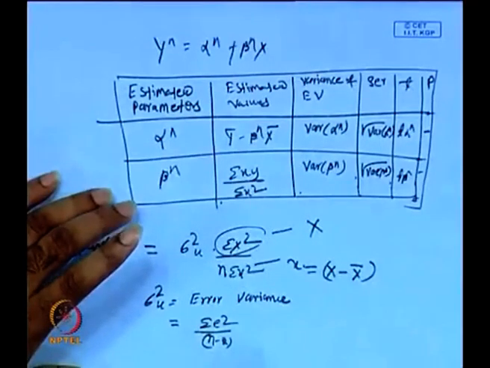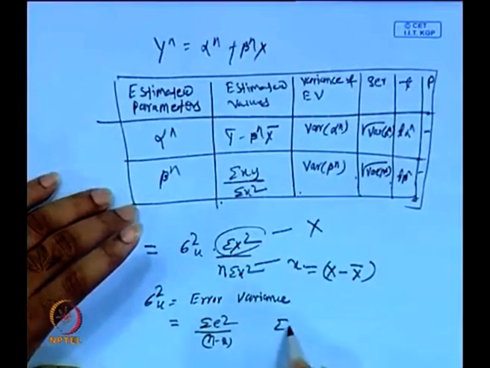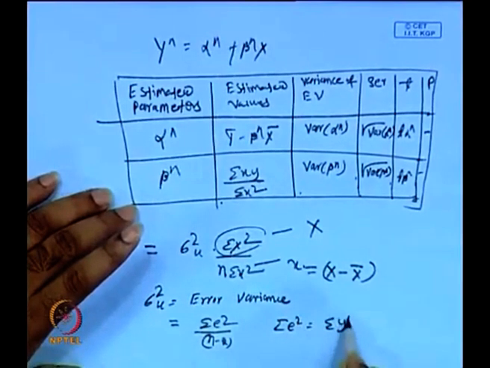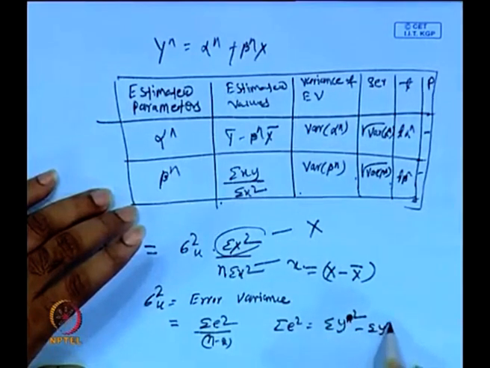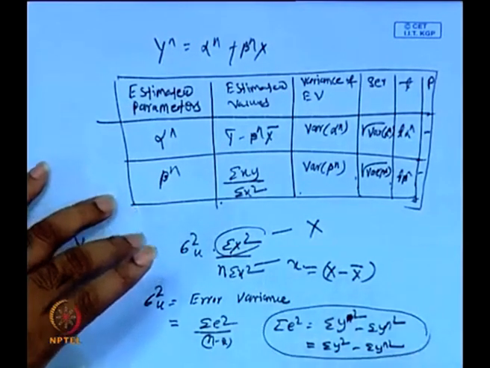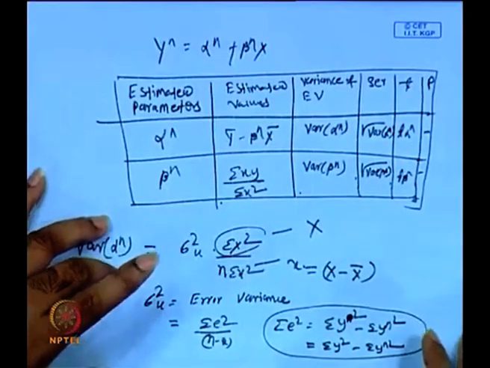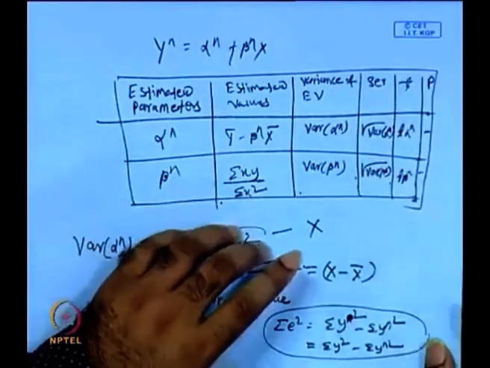So, sigma square is equal to summation e square by n minus 2, where summation e square is equal to summation y square minus summation y hat square. In other words, it is nothing but summation y square minus summation y hat square. Let me explain how this happens. This is usually derived through a technical procedure, so we can analyze the detailed calculation procedure of this term here.